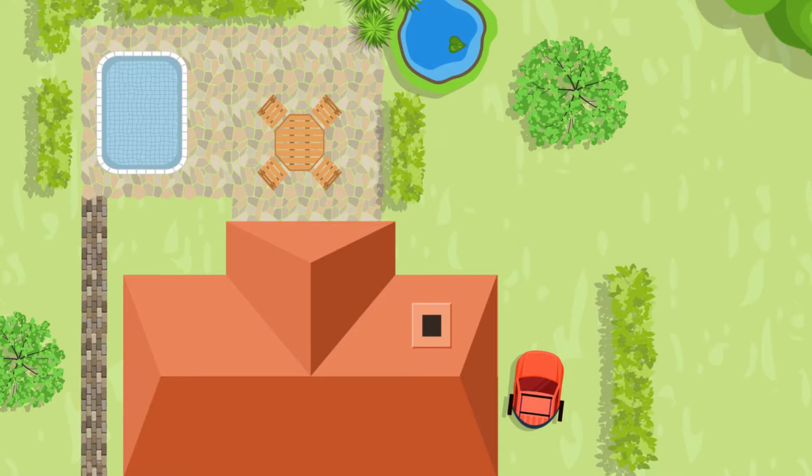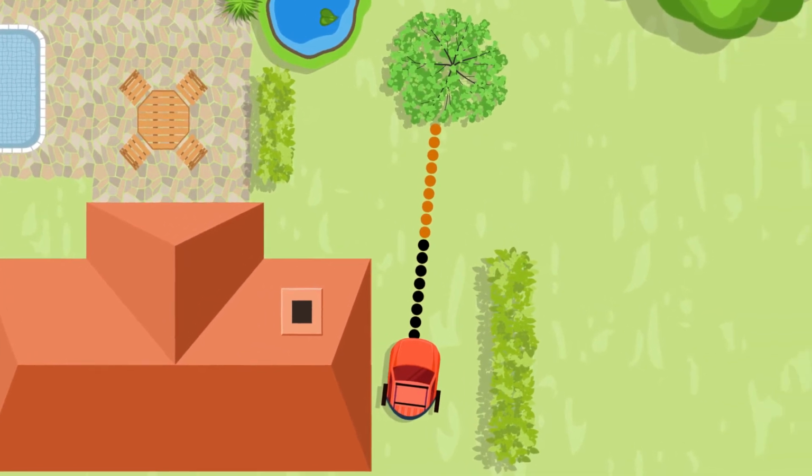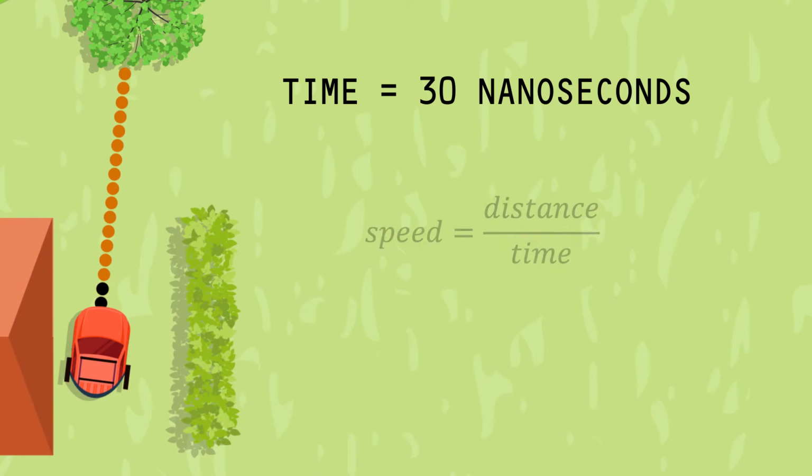Let's look at an example. Our robot is sitting outside looking at an obstacle. It uses its LiDAR to get a range to a nearby obstacle, in this case a tree. It gets a reflection back from the tree after 30 nanoseconds. That's our measurement of time. But how far away is the tree?